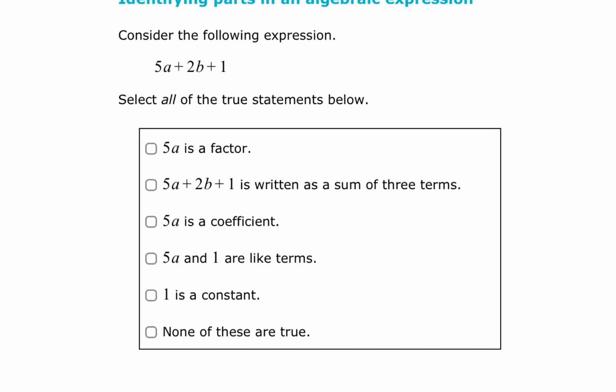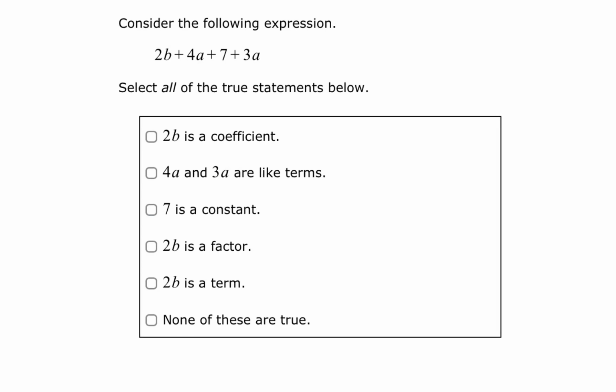Another example, 5a plus 2b plus 1. 5a is not a factor because we're not multiplying it by something to get something else. It says, is this written as the sum of 3 terms? We have 1, 2, 3 terms. Yes, it is. 5a is not a coefficient. 5 would be the coefficient. 5a and 1 are not like terms because one is a variable and one is a constant. 1 is a constant, and then none of these are true is not correct.